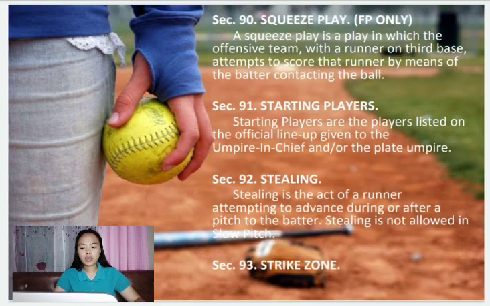Next is section 90, the squeeze play. A squeeze play is a play in which the offensive team, with a runner on third base, attempts to score that runner by means of the batter contacting the ball.